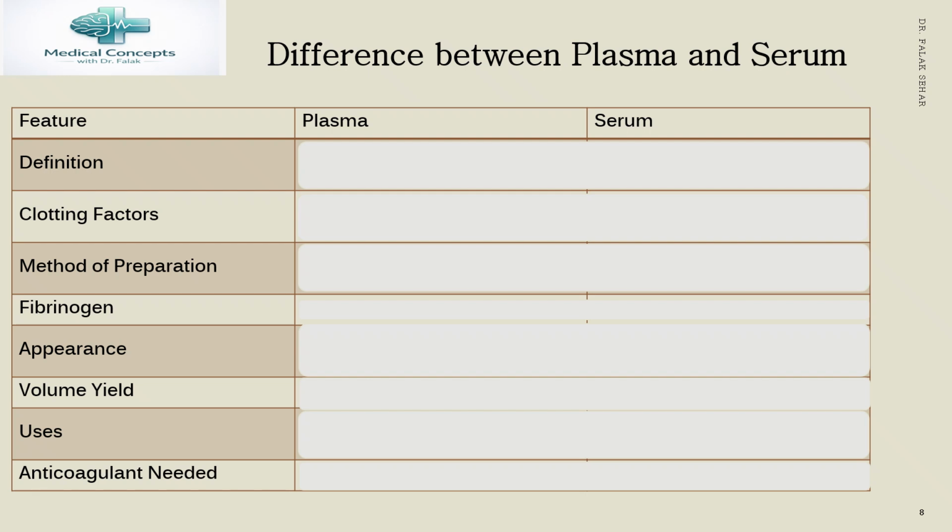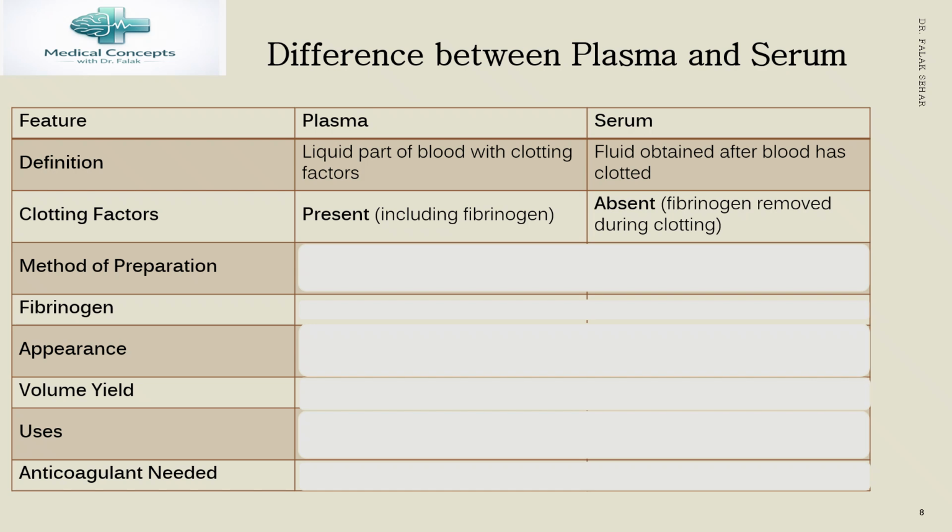When we talk about the definition, the plasma is the liquid part of the blood with clotting factors, while serum is the fluid that is obtained after the blood has been clotted. Means it is devoid of clotting factors. This is the main definition that will guide you. Regarding clotting factors, they are present in the plasma, including the fibrinogen, while they are absent in the serum.